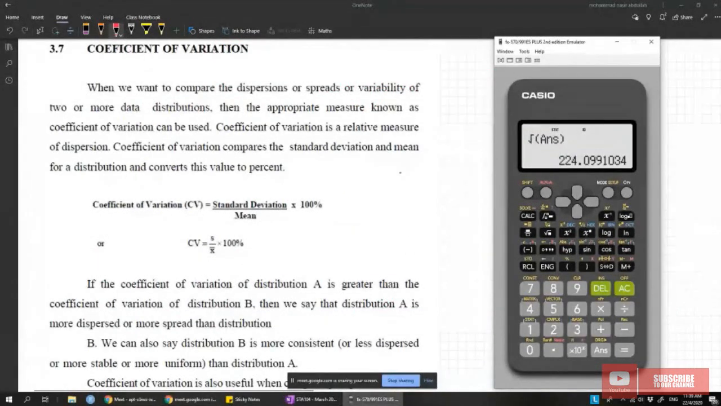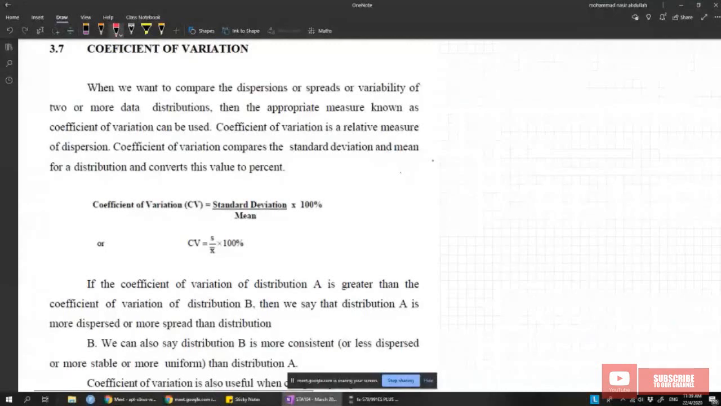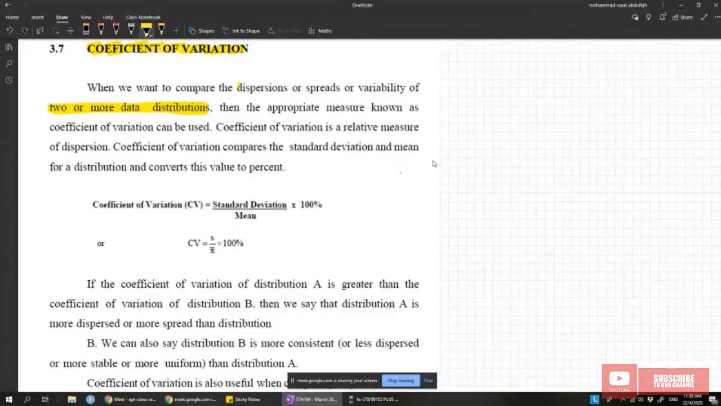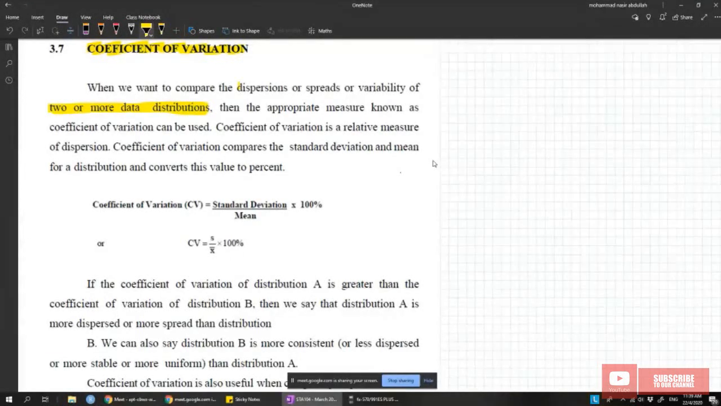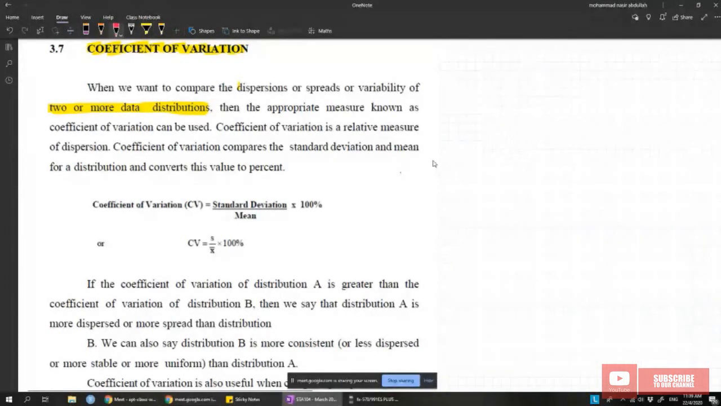Right. So now we move to the next topic, which is coefficient of variation. Coefficient of variation is used when we want to compare the dispersion or spread of variability of two or more data distributions. We want to know whether the first data distribution is more spread or more dispersed compared to another distribution. We should use coefficient of variation.